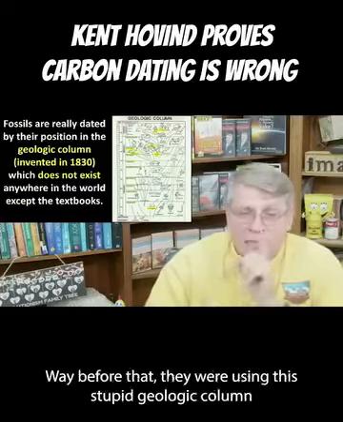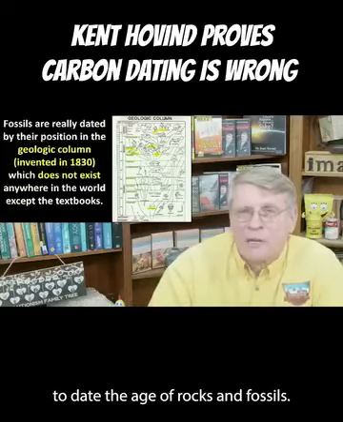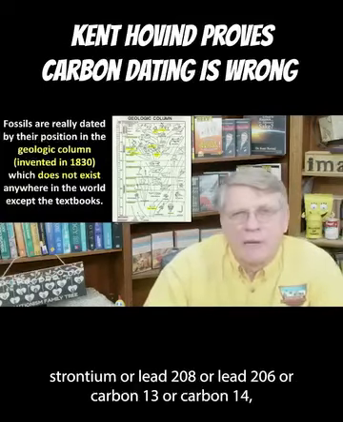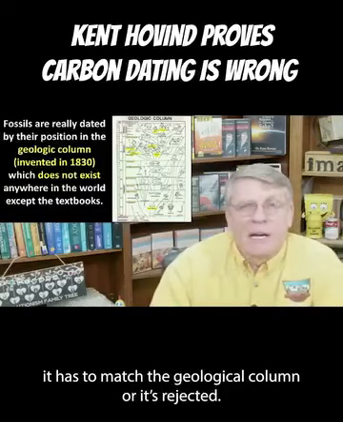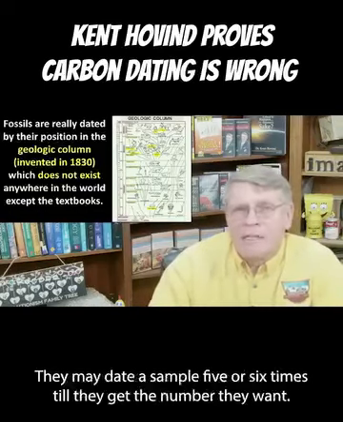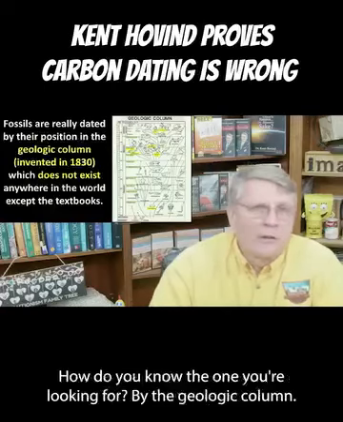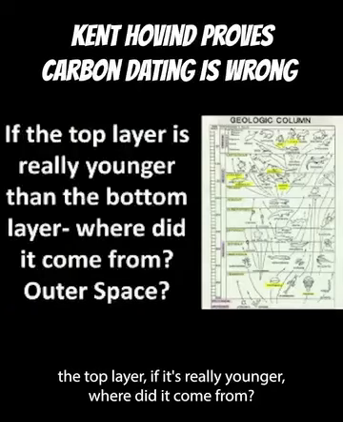Way before that, they were using this stupid geologic column to date the age of rocks and fossils. So if you're going to date it with carbon dating or potassium-argon or rubidium-strontium or lead-208 or lead-206 or carbon-13 or carbon-14, it has to match the geologic column or it's rejected. They may date a sample 5 or 6 times until they get the number they want. Well, how do you know the one you're looking for? By the geologic column. The top layer, if it's really younger, where did it come from?